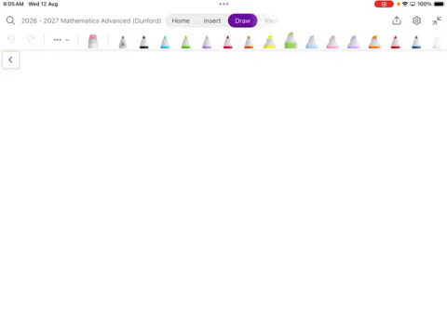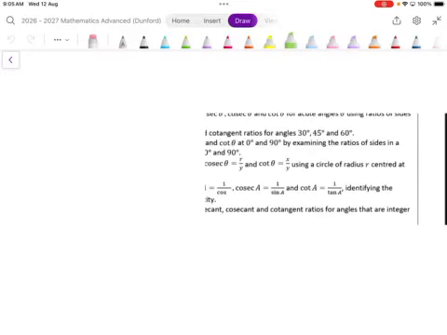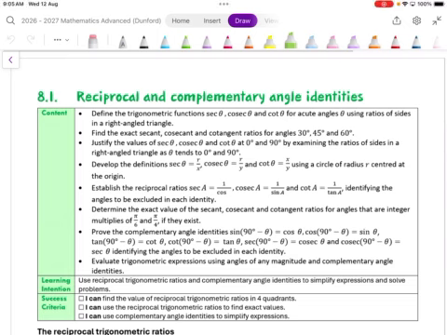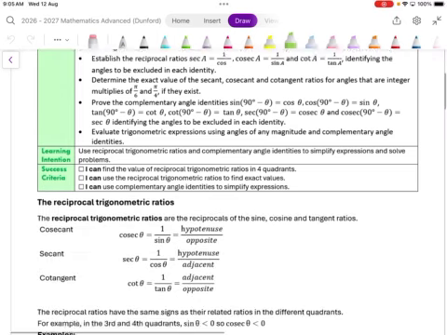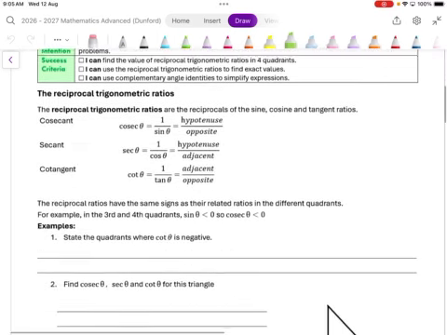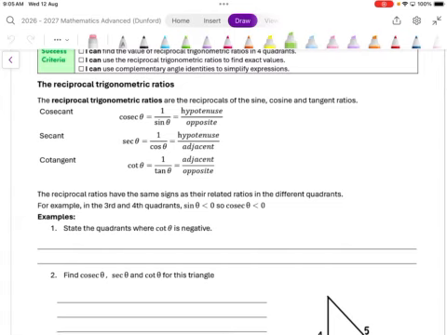Alrighty, so today we're looking at reciprocal and complementary angle identities. So the first thing we're going to look at is the reciprocal trigonometric ratios. Our reciprocal trigonometric ratios are the reciprocals, so 1 over something, of the sine, cosine and tangent ratios. So we have our cosecant, our secant and our cotangent ratios as our reciprocal ratios.